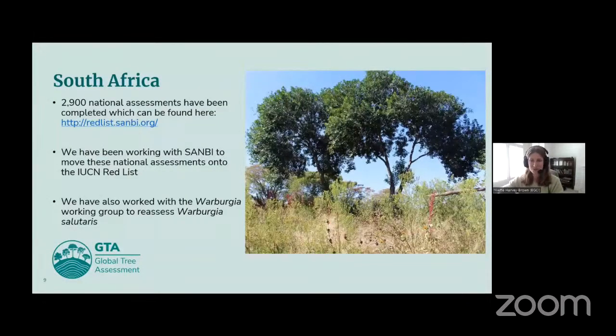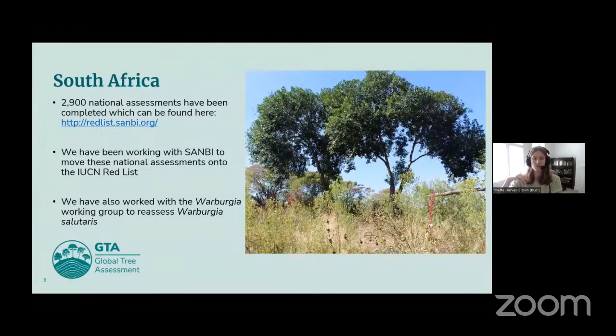And I'm sure you'll be interested to know what's happening in South Africa. So you guys are already well ahead. You have 2,900 national assessments, which can be found on the SAMBI website. And we've also been working with SAMBI to move these national assessments, so they're not published on the IUCN Red List, and to try and get those onto the system so that they'll have this international recognition.